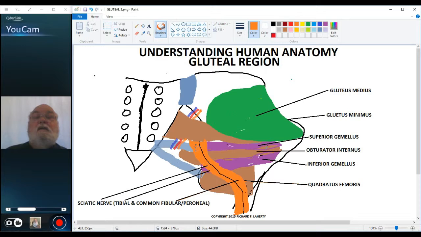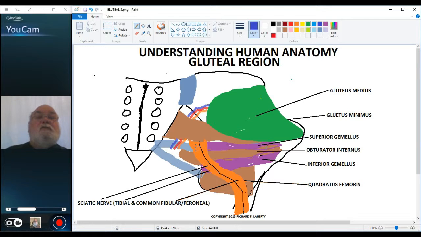They are innervated by the superior gluteal nerve, and their vascular supply is via the superior gluteal artery, and blood is drained by the superior gluteal vein. And actually the artery, vein, and nerve pass between medius and minimus, innervating and supplying the medius from the deep surface and the minimus from the superficial surface of the muscle.